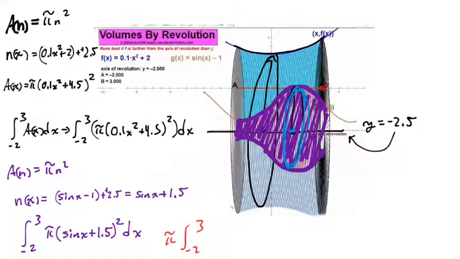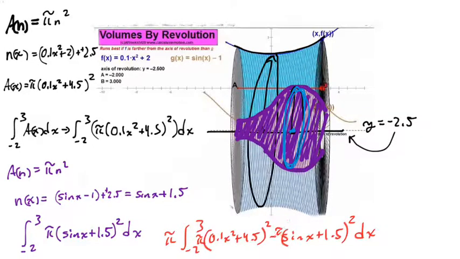And then we're going to subtract. So we have 0.1 x squared plus 4.5, subtract sine x plus 1.5. Oh, these are squared, aren't they? Yeah, they're squared. And then I have dx. See, normally the pi would be here and the pi would be here, but I took those out and put them out in front. All right, and so if you plug this in, you'll find the volume of just the solid on the outside. That'll give you your answer.